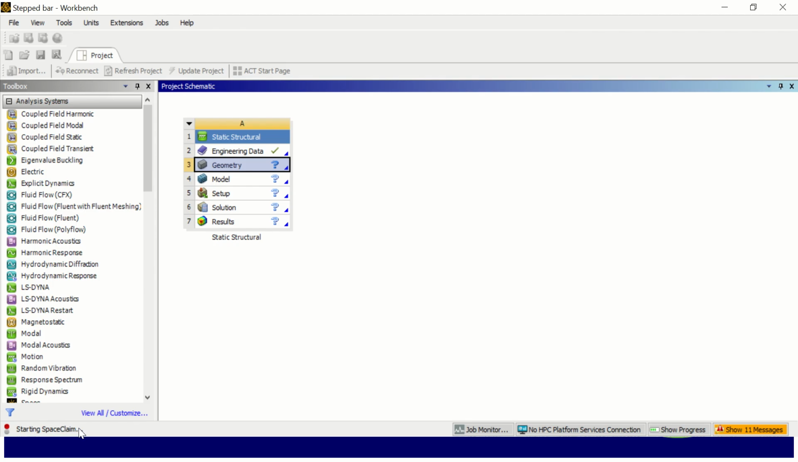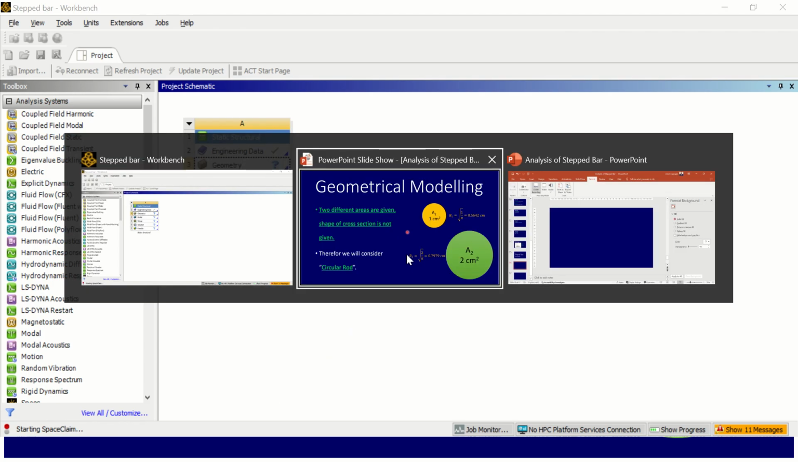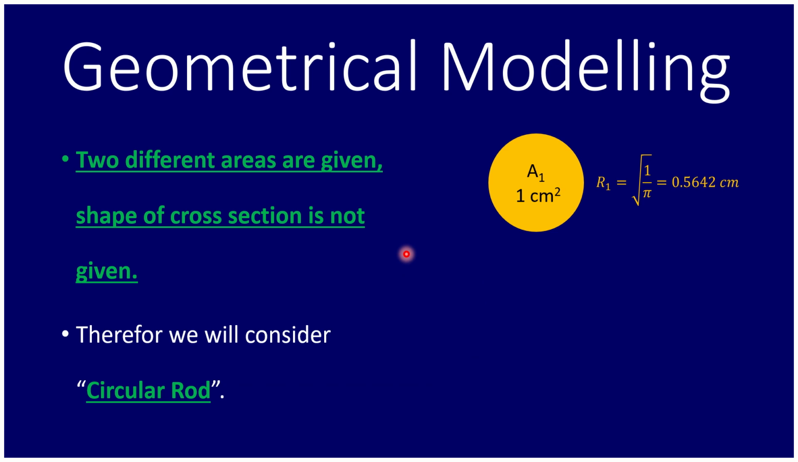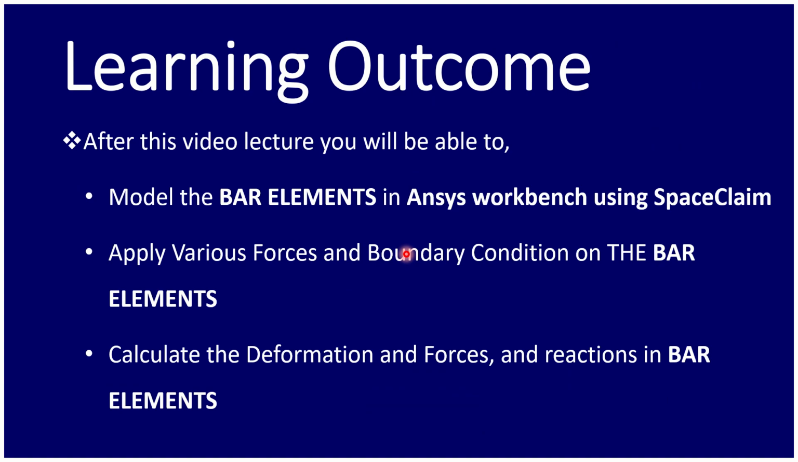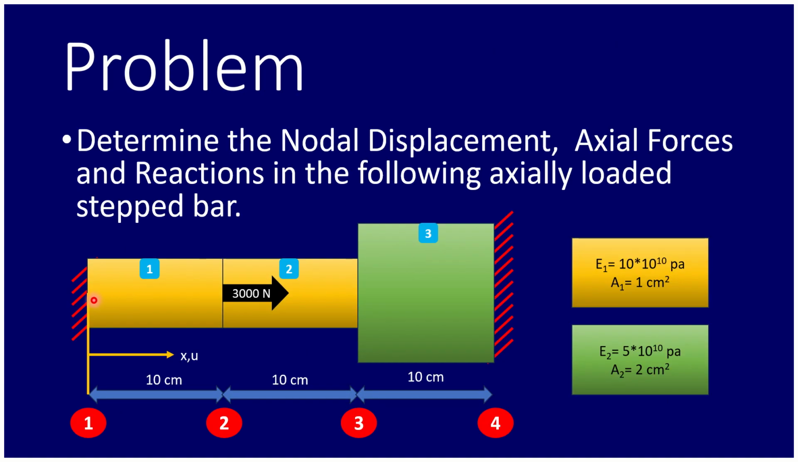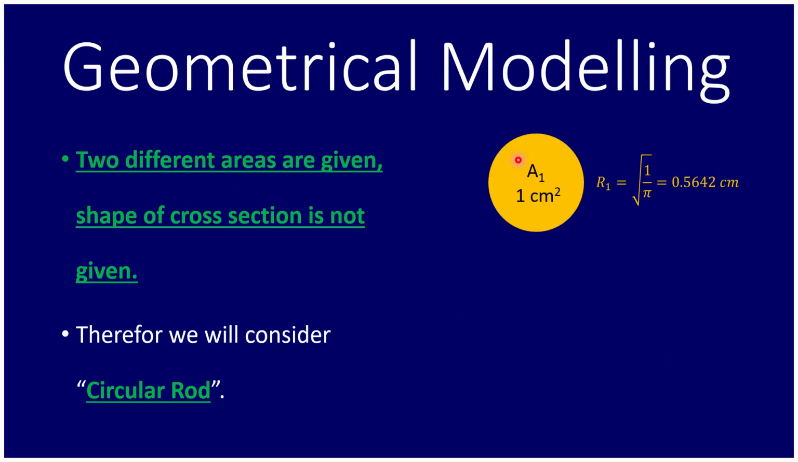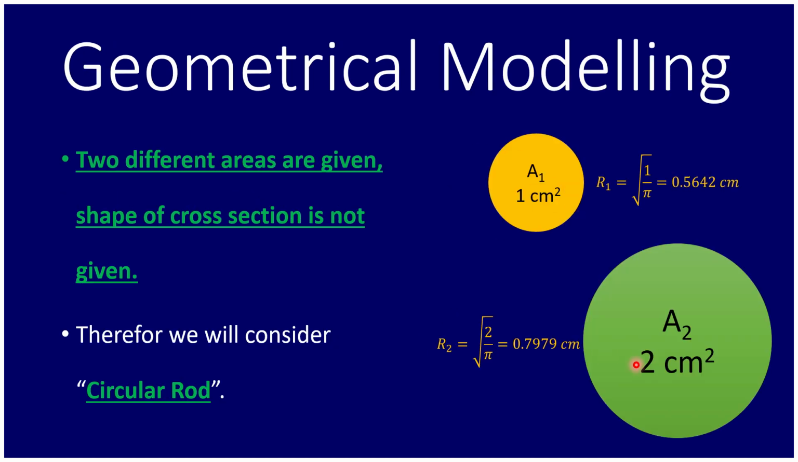So it will take some time. In the meanwhile, we'll see what we have to model. We have to model a bar element using these dimensions: 10 centimeter, 10 centimeter, 10 centimeter. So we have three elements of 10, 10, 10 centimeters, and we have to assign them a circular cross section area. Area 1 is 1 centimeter square and area 2 is 2 centimeter squares.